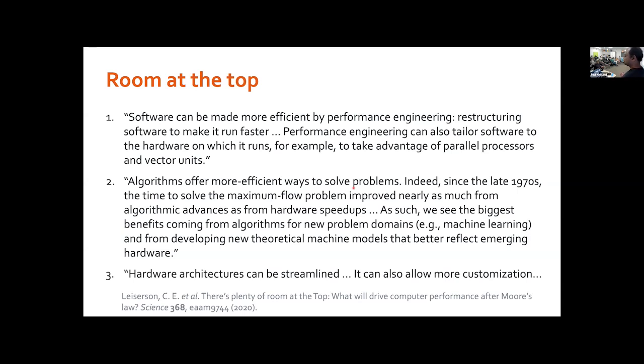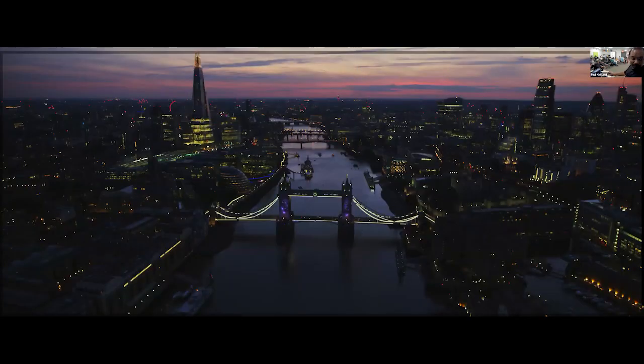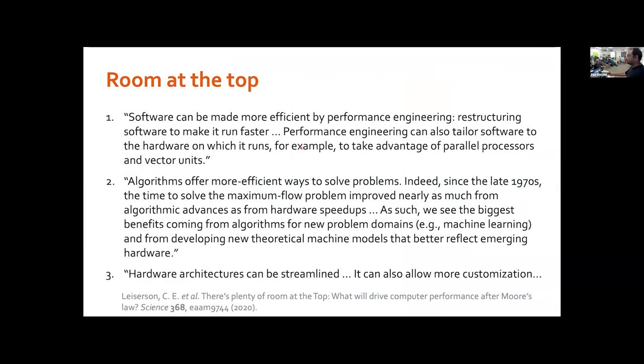And there are a couple of things that can be used for scaling. One is that software can be made more efficient by performance engineering, so restructuring. This is kind of obvious, right? Better implementations that take advantage of parallel processors and vector units. And this is kind of what happened with AlexNet and deep networks with GPUs.